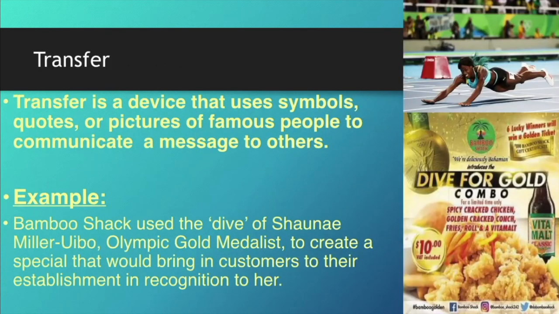Our next device is transfer. Transfer is a device that uses symbols, quotes, or pictures of famous people to communicate a message to others. So our example here is what? Bamboo Shaq used the dive of Shawnee Miller-Weibo, Olympic gold medalist, to create a special that would bring customers to their establishment in recognition of her.